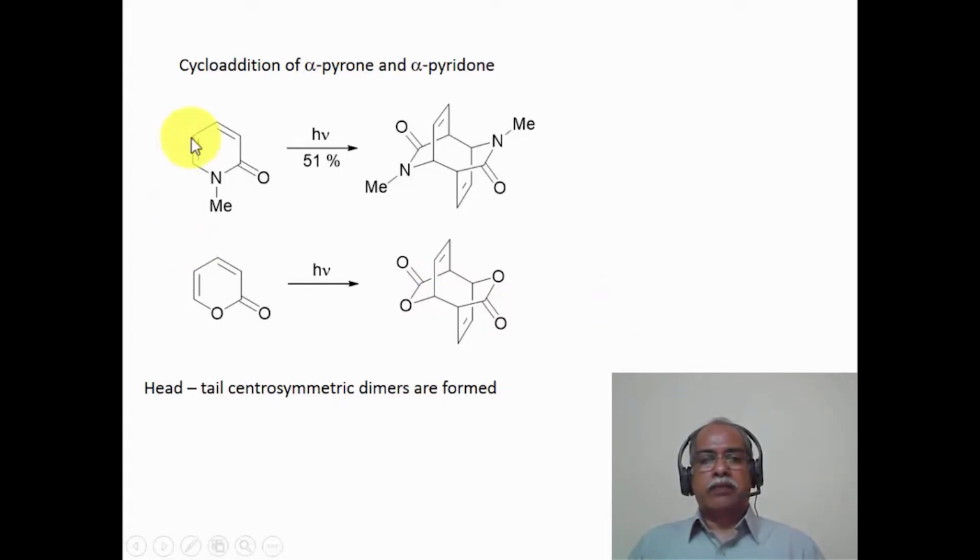The photodimerization of pyridone gives this photodimer by a head-to-tail orientation of the two units of the pyridone. Similarly, in the case of pyrone also, the head-to-tail orientation of the two units of alpha pyrone results in the formation of this bis-lactone that is shown in the structure, which has a center of symmetry.